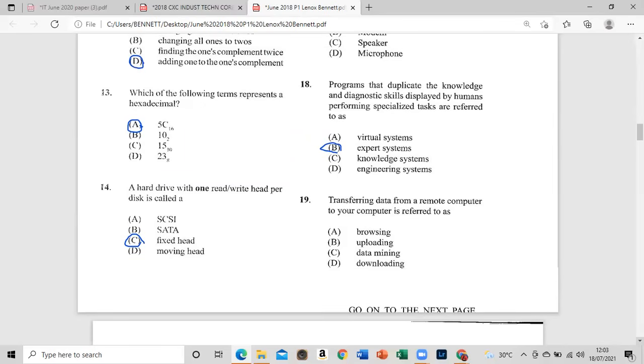All right, number 19 says, transferring data from a remote computer to your computer is referred to as, is it browsing? Nope. Is it uploading? No. Is it data mining? No. That would be downloading. Everybody loves to download. So nobody should go in exam and get that wrong.